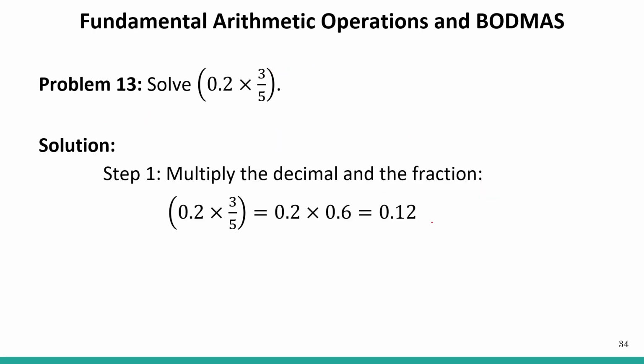We can also solve this problem in decimal form. 0.2 into 0.6 is equal to 0.12. This is also the same, since what we were left with was 6 by 50. If we multiply by 2 and by 2, we get 12 by 100, which is nothing but 0.12. So only the methods changed, but the answer remains the same, because both methods represent the same logical equivalence.